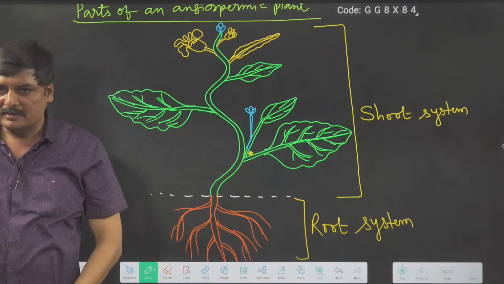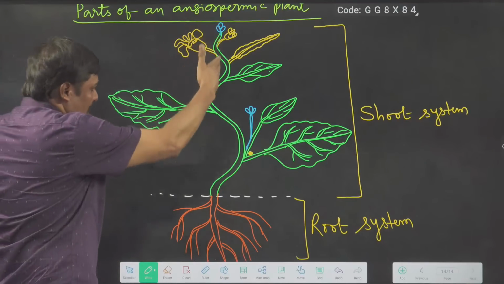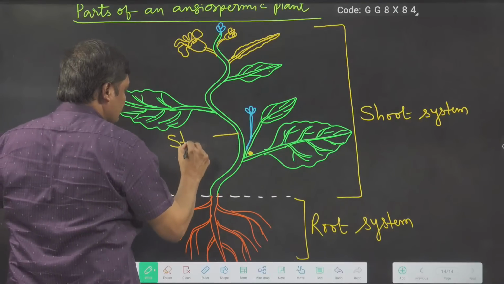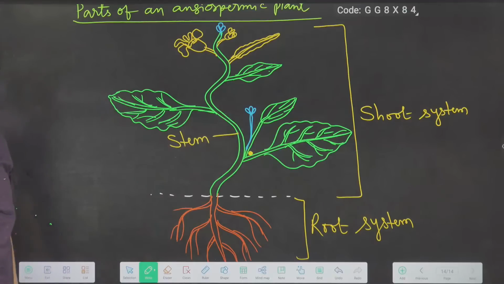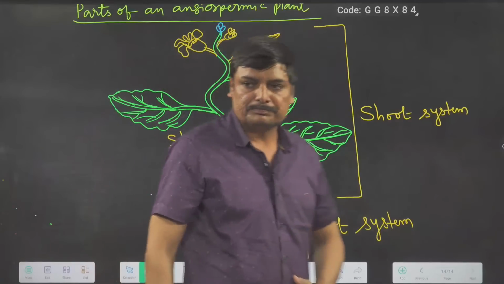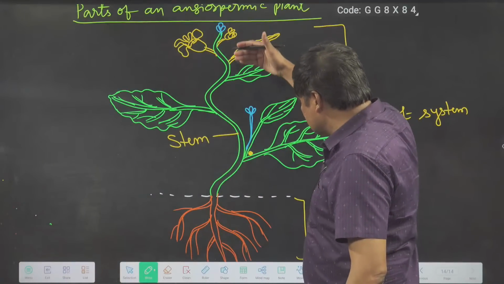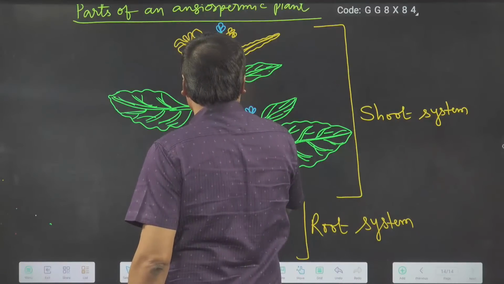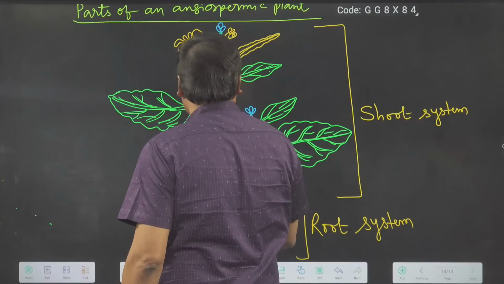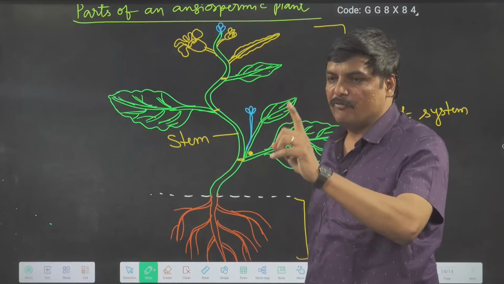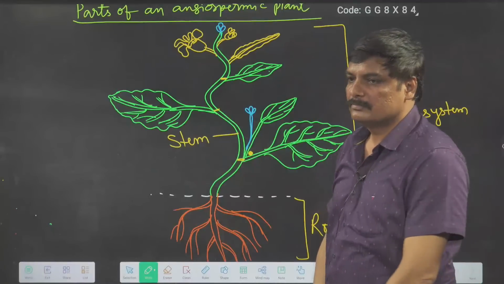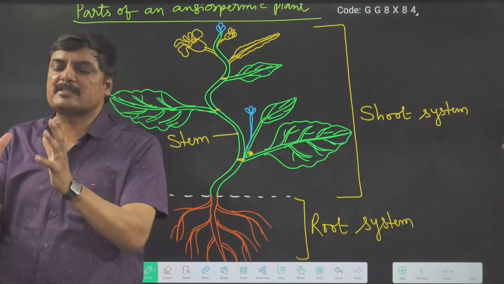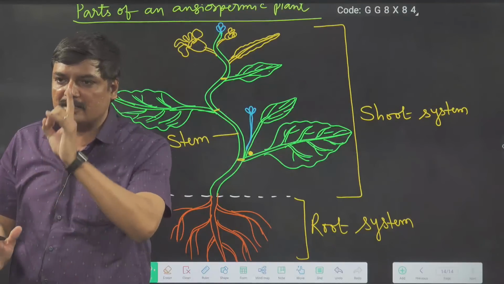the main axis, this one, that green colored part is called stem. The main axis of the plant body is called stem. The stem is divisible into nodes and internodes. See, this is the node, this is the node, this is the node. A node is a place where a leaf arises. What is a node? A node is a place where a leaf arises. So leaves are born at the nodes.